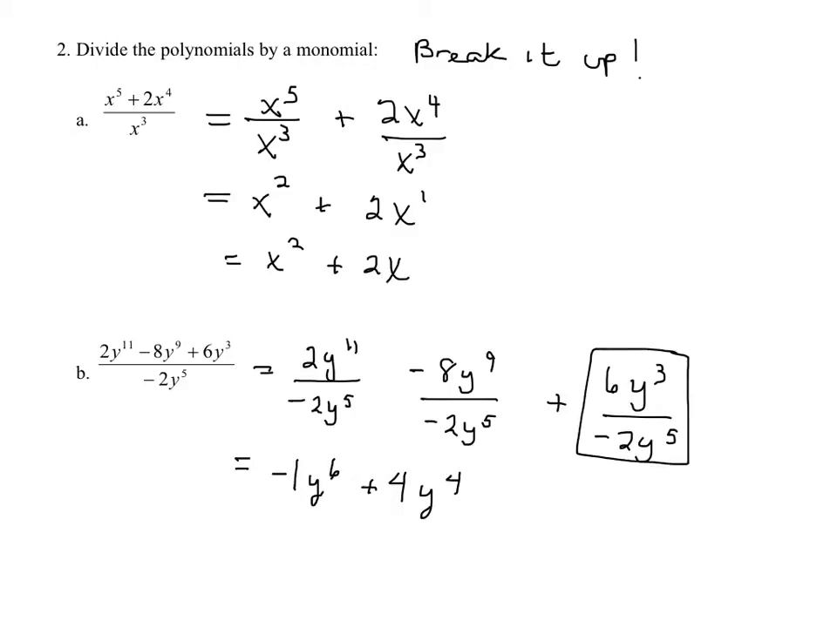Ready? 6 y y y, negative 2 y y y y y. So 3 of the y's will go, and I'm left with 2 y's on the bottom. 6 divided by negative 2 is negative 3, and I'm left with y squared on the bottom. Now just bring that negative out to be like a subtraction, which is not exactly the same thing, but we can write subtraction as adding the opposite. So we can just say subtract instead of adding a negative 3.